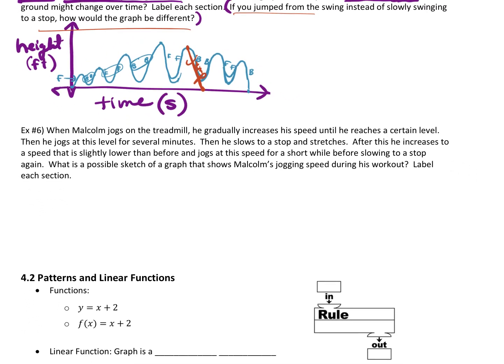Example 6: When Malcolm jogs on the treadmill, he gradually increases his speed until he reaches a certain level. Then he jogs at that level for several minutes. Okay, gradually increases, jogs for several minutes. Then he slows to a stop and stretches. After this, he increases to a speed that's slightly lower than the one before, jogs at that speed for a short while, and then slows to a stop again. What is a possible sketch of that?